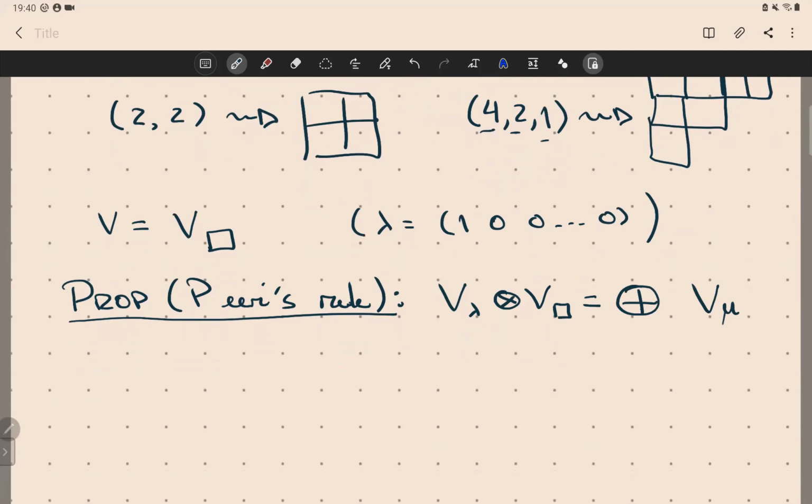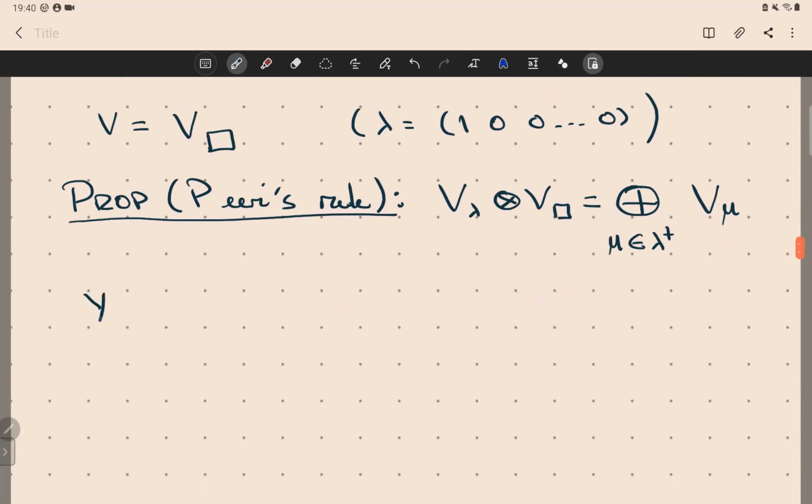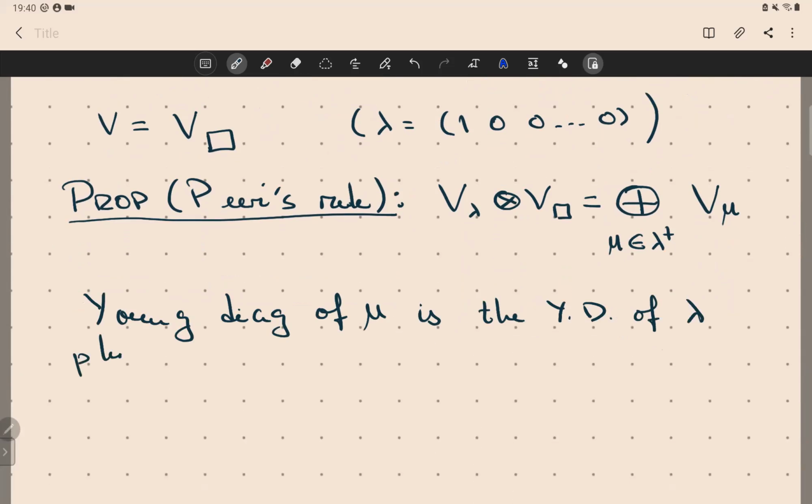Because G is a Lie algebra, you get the tensor product of 2 G modules will be a G module again. It turns out that this is a semi-simple module and it decomposes like this, and I can tell you what the mu's look like. They belong to a set called lambda plus. So this just says that the Young diagram of mu is the Young diagram of lambda plus 1 more box.